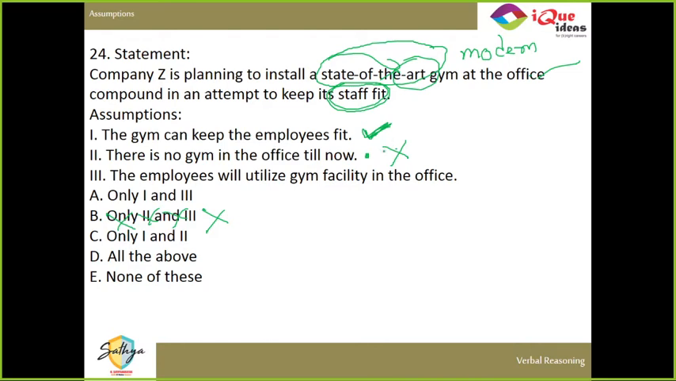You don't need to assume that there is no gym. Even if there is already a gym, they might be installing a state of the art gym, a modern technology gym, for some reason. So, do I need to assume that there is no gym? No, I don't need to assume that. Did you understand that? The second one is not an assumption. Okay? Okay. Now, do I assume that employees will utilize this facility in the office? Do I need to assume that employees will use it in the office?